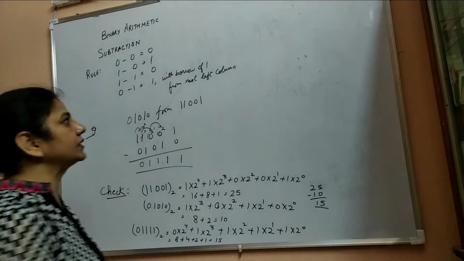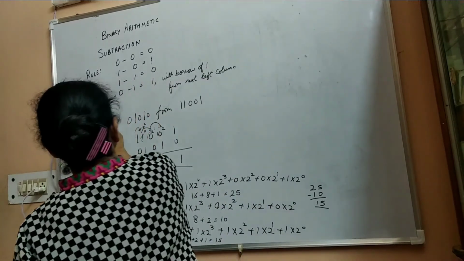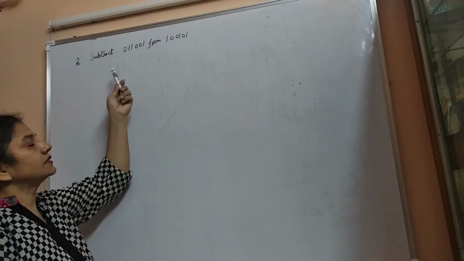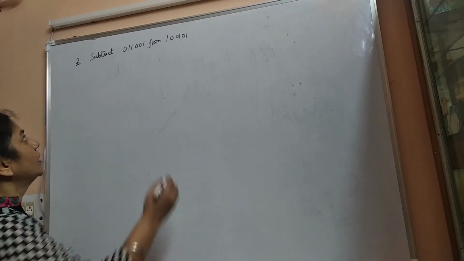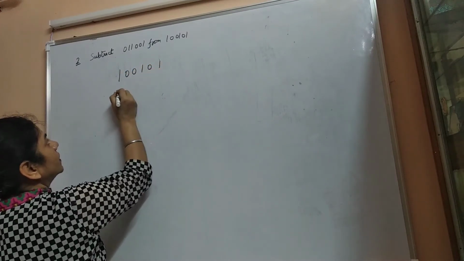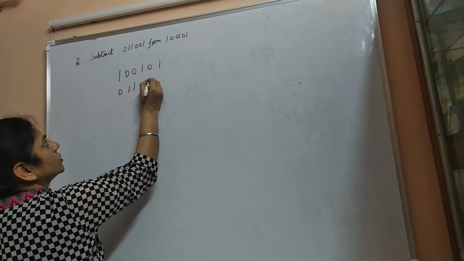Let us take one more example. This is my first example. I will take one more example. In this example, the next example is to subtract these two binary numbers. We will subtract 1 0 0 1 0 1 0 1 1 0 0 1.